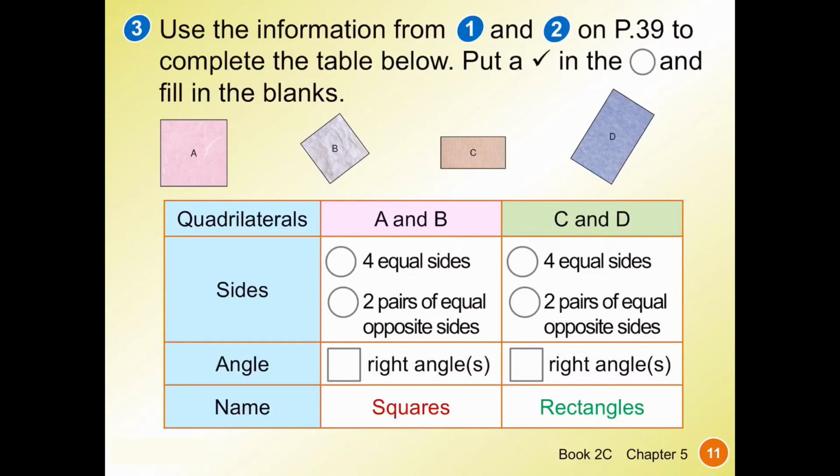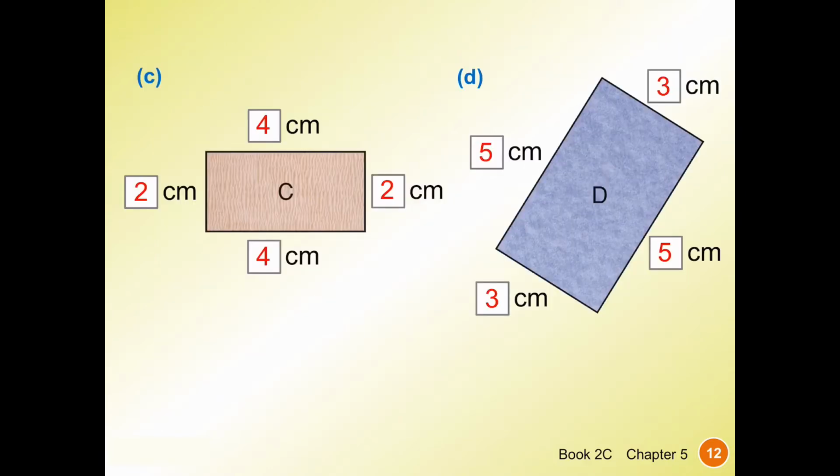So we'll look at quadrilateral C and D right now, and we have to look at their sizes and the angles. For quadrilateral C, we no longer have 4 equal sizes. Instead, we have 2 pairs of equal opposite sizes. So this is the first pair.